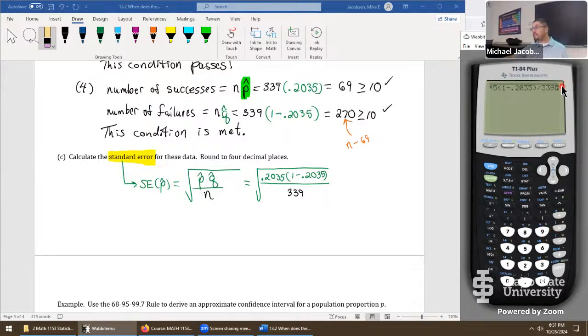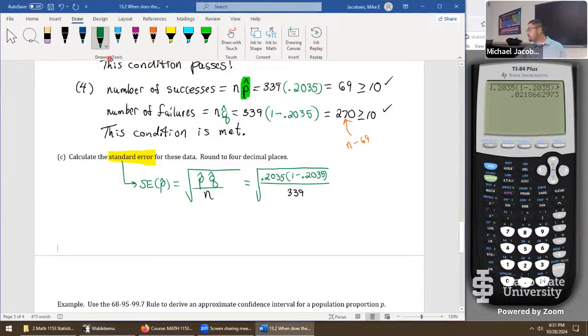Your calculator should look like this. Where that bar is by the red dot is the most critical part, because it's so easy to let 339 come outside of the square root by accident. So if everything is going along according to plan, you should be getting that number. So to 4 decimal places, we have a 0.2187.